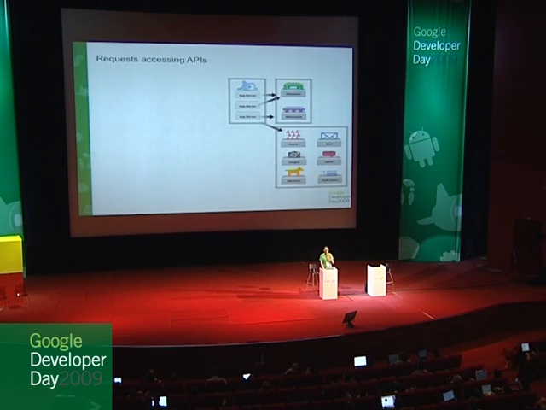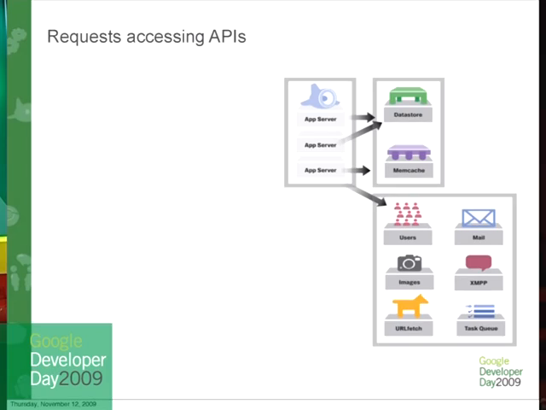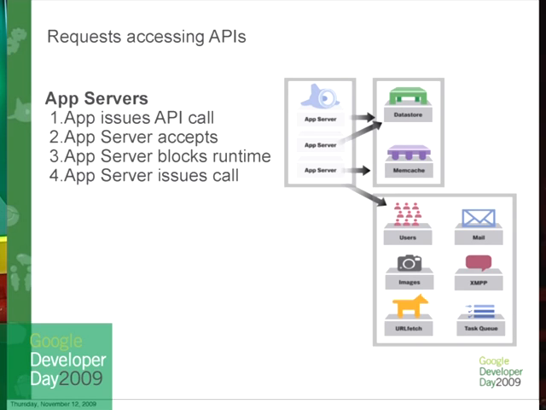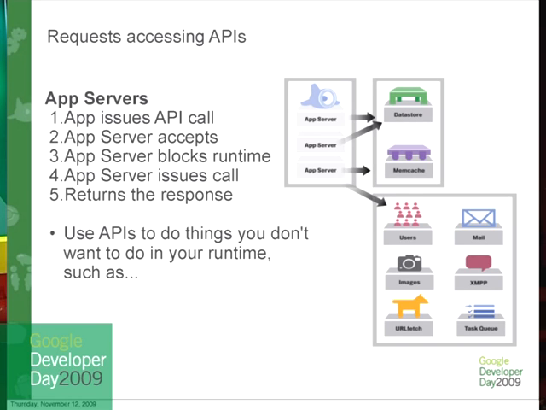So we have the app servers, and what they do is they issue an API call. So maybe they talk to the images API and say, please create a thumbnail of this image. So this big image, turn it into a smaller one. And the app server then pauses and waits for the response. So you should use these APIs to do things that can be done more efficiently by specialized services.